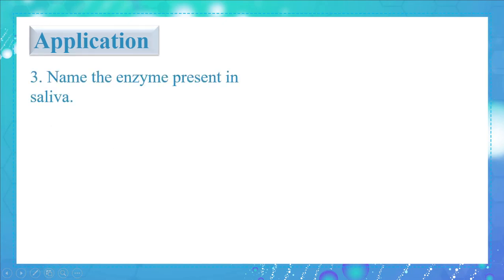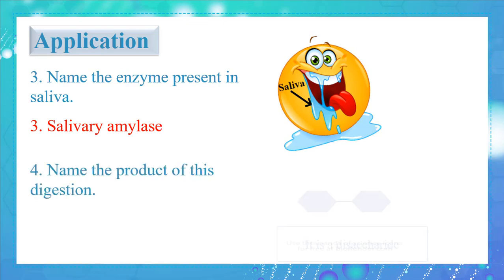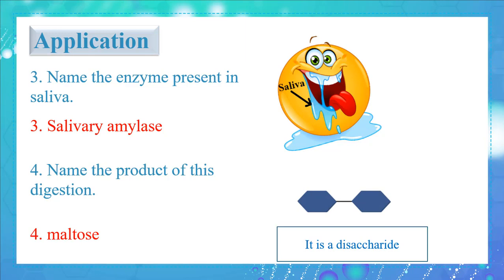Name the enzyme present in saliva. It is salivary amylase. Name the product of this digestion. The product is maltose. Note that maltose is a disaccharide.